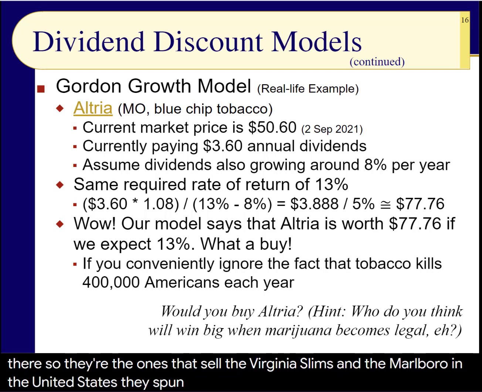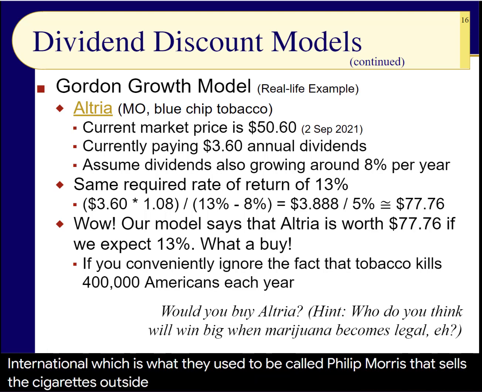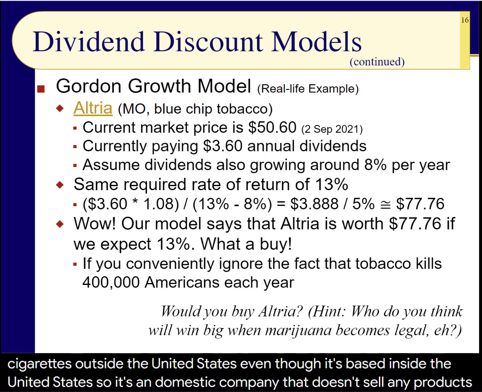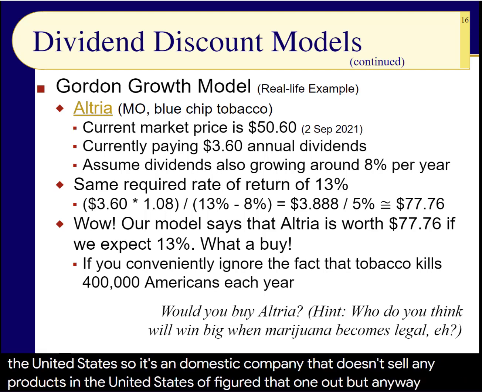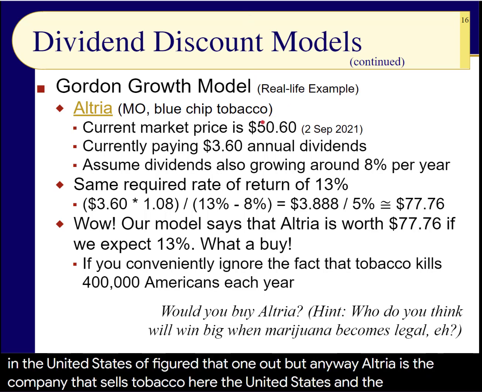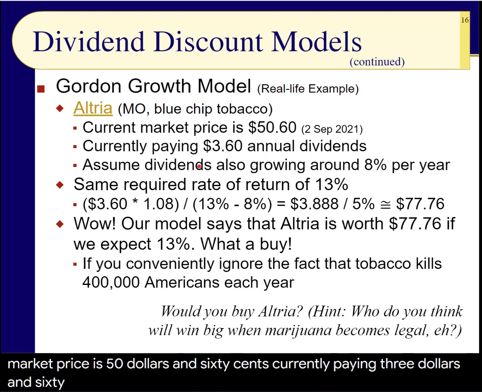So they're the ones that sell the Virginia Slims and the Marlboro in the United States. They spun off a company called Philip Morris International, which sells the cigarettes outside the United States, even though it's based inside the United States. So it's a domestic company that doesn't sell any products in the United States. So figure that one out. But anyway, Altria is the company that sells tobacco here in the United States. The current market price is $50.60, currently paying $3.60. Assumed dividends are also growing at 8% a year.